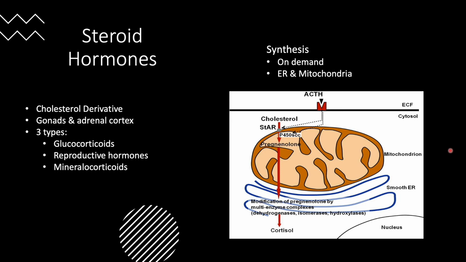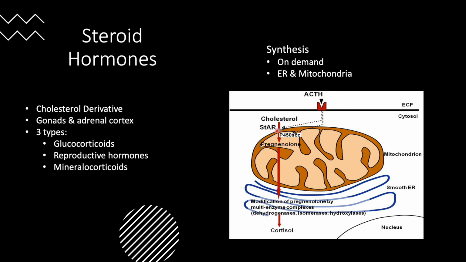So as for the synthesis, let's just move over here to the right and look at this image. Basically, it's synthesized on demand. So steroid hormones, they're not stored. They're synthesized on demand, and how it's done is you get enzyme modifications to cholesterol in the smooth ER, but the process also occurs kind of in the mitochondrion as well. So let's get into it. So we have ACTH, which we mentioned earlier as an example of a peptide or protein hormone, and this is our adrenocorticotropic hormone, okay?